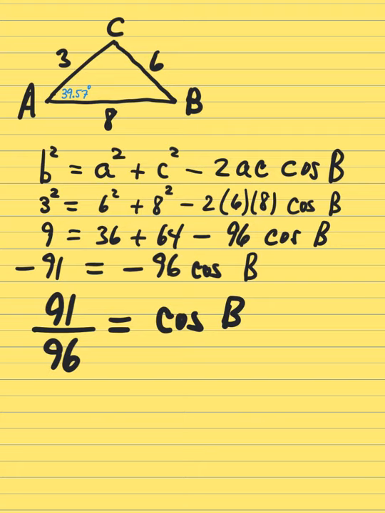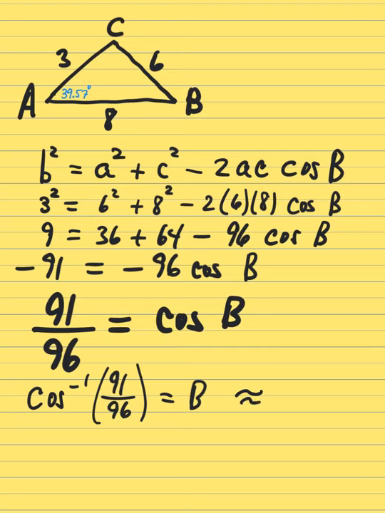And then cosine inverse of this fraction will give us angle B, which is, to 2 decimal places, second cosine in the parentheses 91 divided by 96. I get 18.57 degrees.